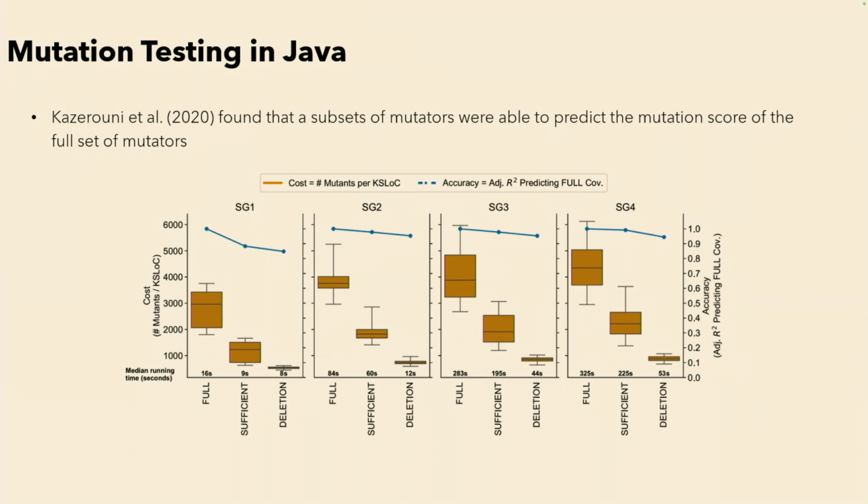And then the blue line is the accuracy that those subsets have in predicting the mutation score of the full set of mutators. So you can see that we do end up getting a pretty significant speedup in time while not losing too much accuracy as a mutation analysis tool.